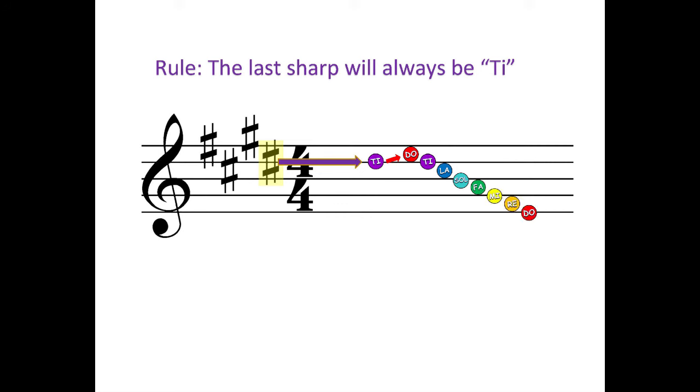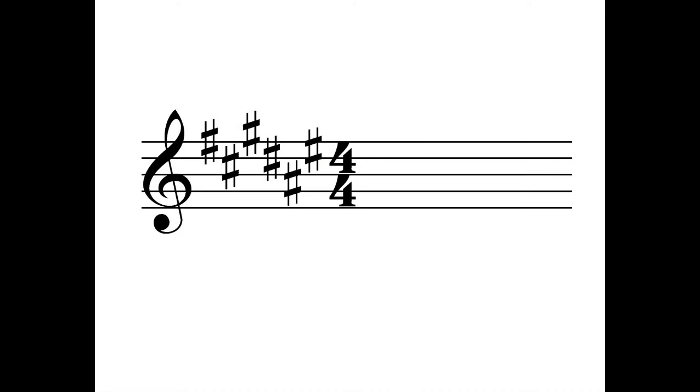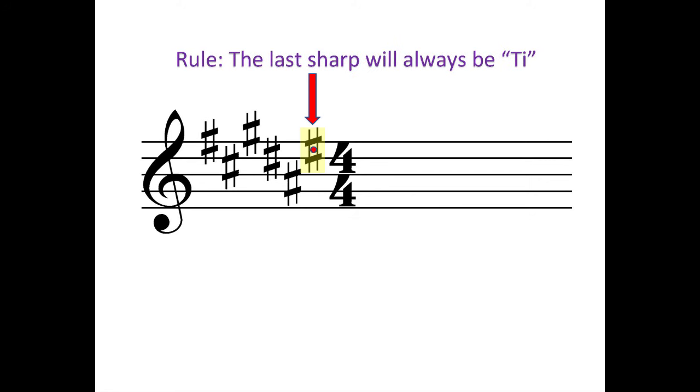Let's try another. Here we have a key signature with 6 sharps. Go to the very last one on the right, and we see the center of the box is targeting a space this time. Following our newfound trick, this space is ti, and the line above it must be do. As done before, we can alternate spaces and lines to figure out all of the other solfege syllables.